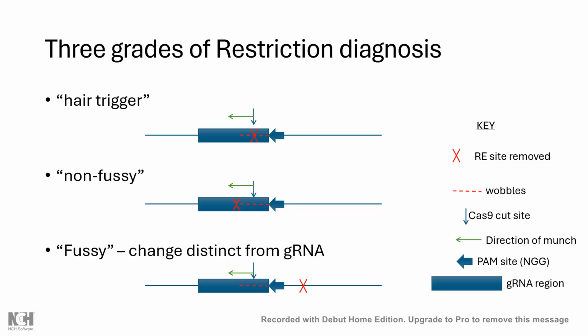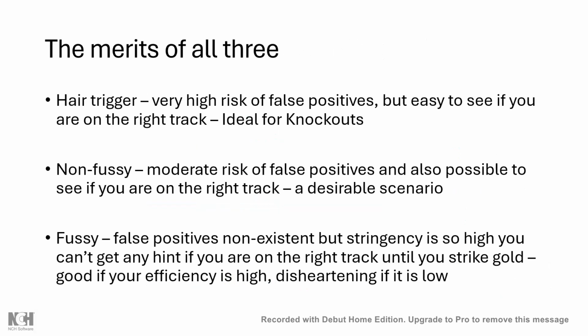Let me show you. So here are the merits of all three on a single slide. Hair trigger, as I said before, has a very high risk of false positives. It's easy to see if you're on the right track, because when you're screening fruit flies, it's reassuring to know that there's gold in them hills.